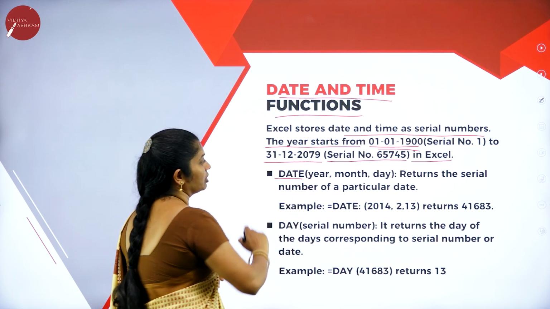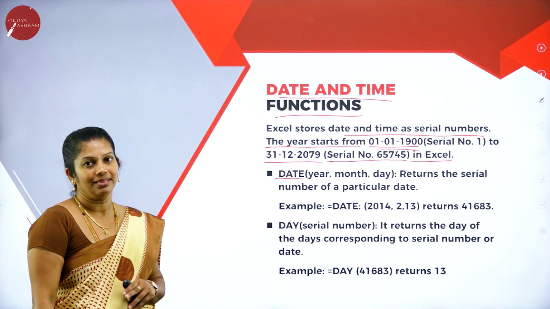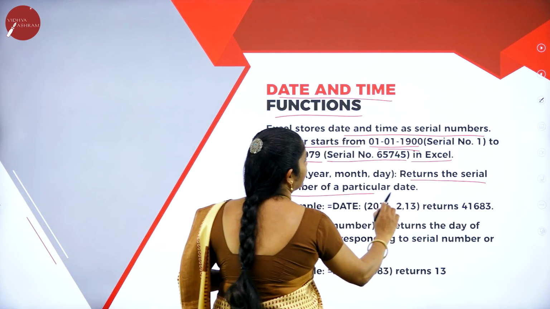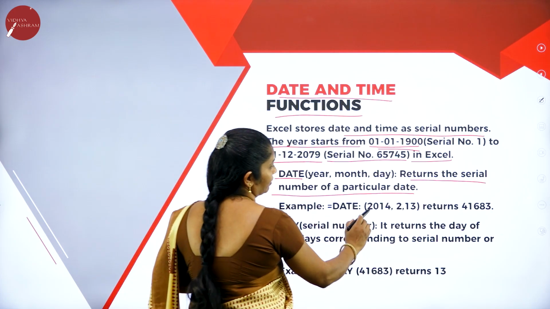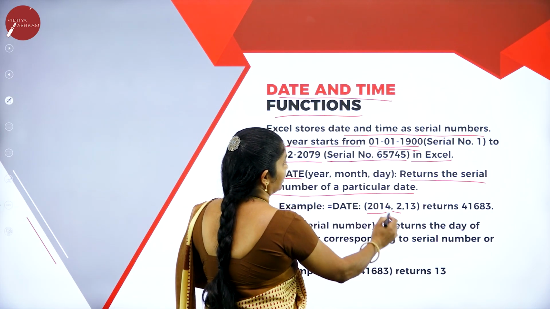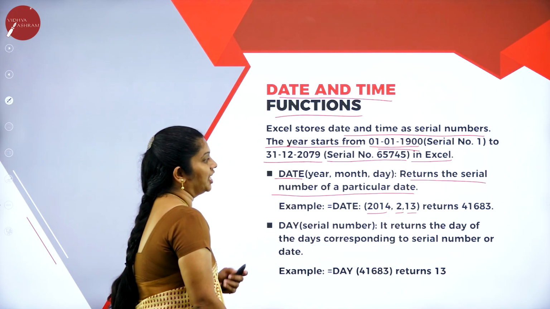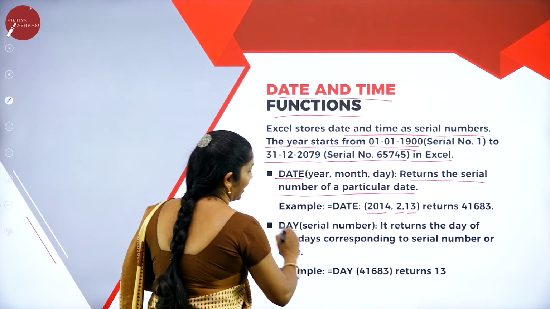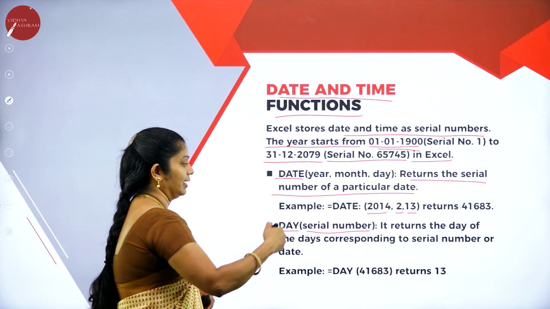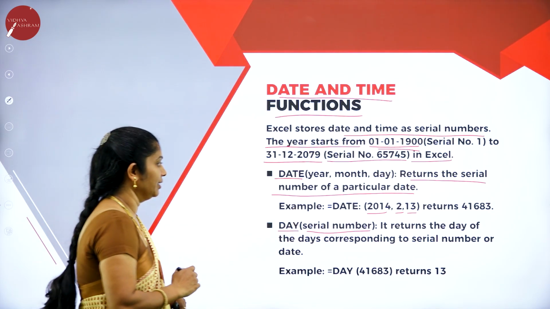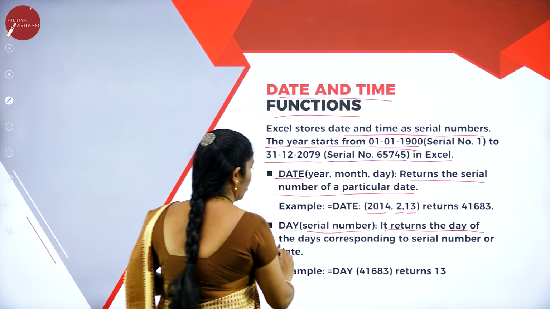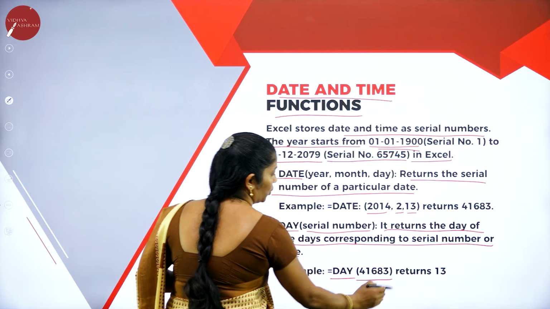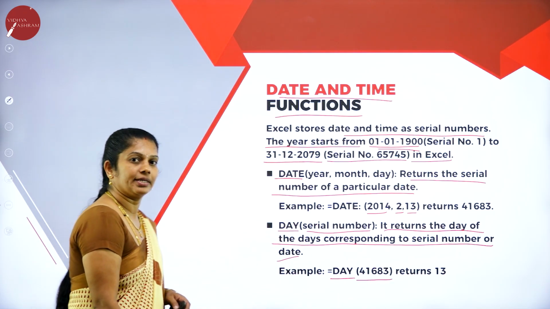Then the DATE function helps to display the year, month as well as day. Here it returns the serial number of a particular date. Whichever date we enter, for example the year 2014, next we enter the month, then the day, then it returns 41683. Like that it will display the date. Then DAY: if you write the serial number, the corresponding day will be displayed. It returns the day corresponding to a serial number or a date. Example, DAY of 41683, then it will return 13.